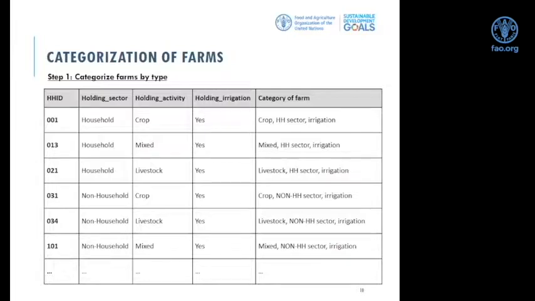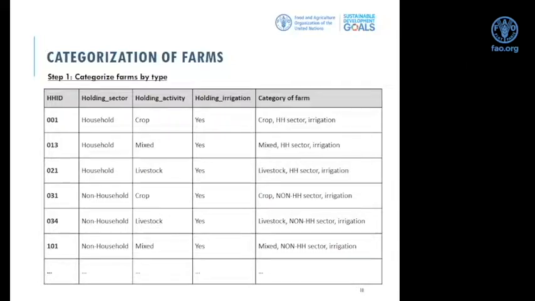Now, the first step to calculate the farm output value per hectare is to categorize the farms by different types. Let me again reiterate, as per the recommended stratification of SDG 2.4.1, we recommend to countries three variables for stratification. First is household and non-household sector. The second is whether this agriculture holding is a primary producer of crops, a primary producer of livestock, or produces a mix of both crops and livestock. And the third stratification variable is whether this agriculture holding uses water to irrigate its agriculture area.